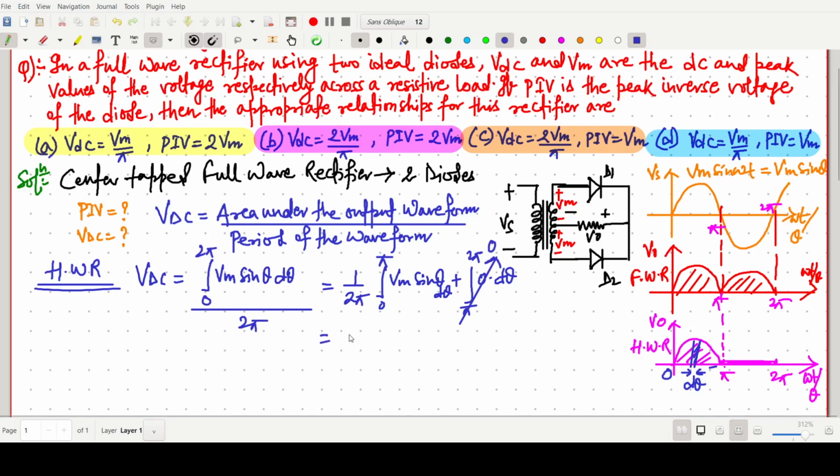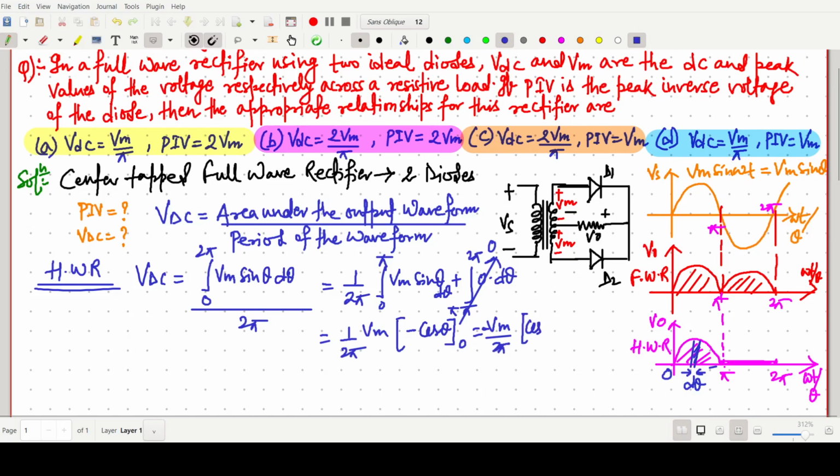So the value of VDC will be 1 by 2 pi, taking Vm common, integration of sin theta, which is cos theta from pi to 0. Then we can write Vm by 2 pi, also taking minus as common.